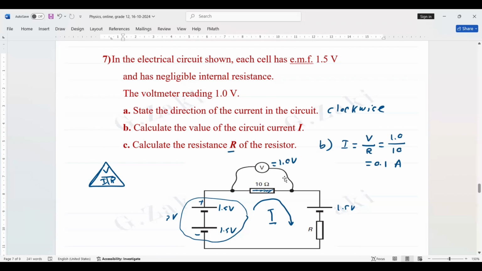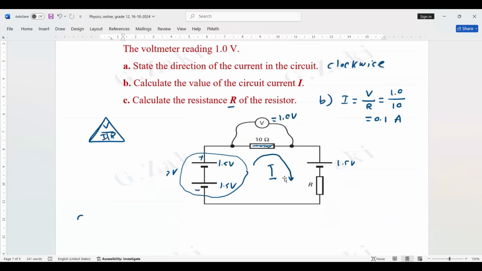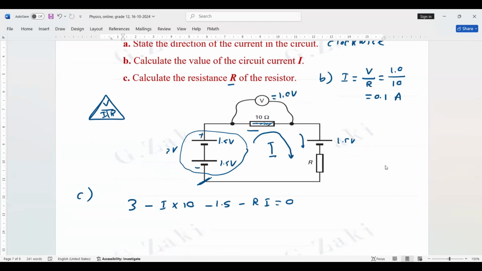Calculate the resistance R. Now we apply Kirchhoff's second law. We start from this corner and go around the loop. Then it's 3 volt. And then here, it's negative I multiplied by 10, and then negative 1.5, and the current here is I and the resistor is R, so it's negative R multiplied by I equals 0. Now, we already have the current 0.1, so 3 minus 0.1 multiplied by 10 minus 1.5 minus 0.1 multiplied by R equals 0.